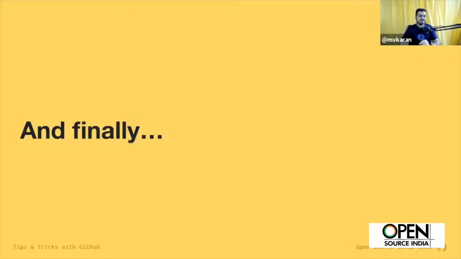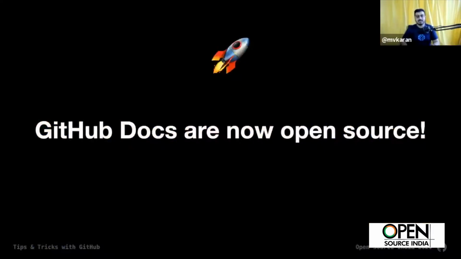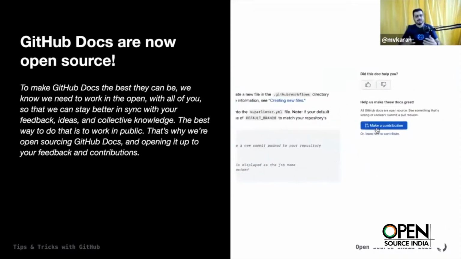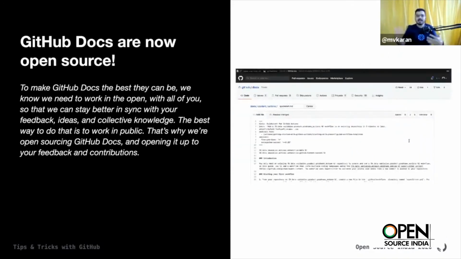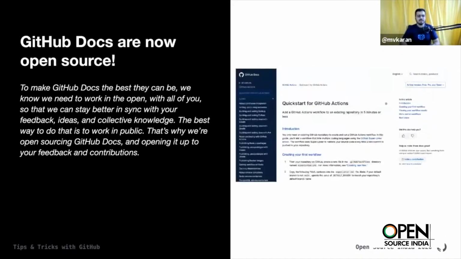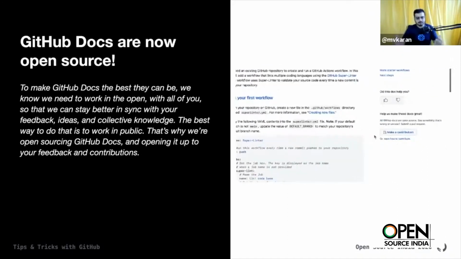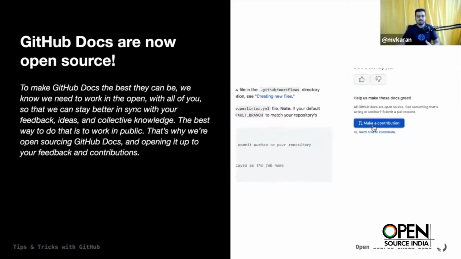Before we end, finally, there's something that I want to share, and this is something that we have announced very, very recently as well: GitHub docs are now open source. So the entire documentation that you see on docs.github.com is now open source, where you will be able to contribute and help improve the docs as well for millions of other developers who are using GitHub daily and in their workflow. So the whole intention behind this is to make GitHub docs the best that they can be. So we need to work in the open and with all of you, so we can better sync with your feedback, ideas, and the collective knowledge. And of course, the best way to do that is to work in public, and that's the reason why we open sourced GitHub docs, and are opening it up to your feedback and contributions.